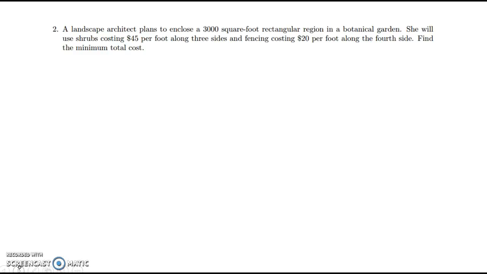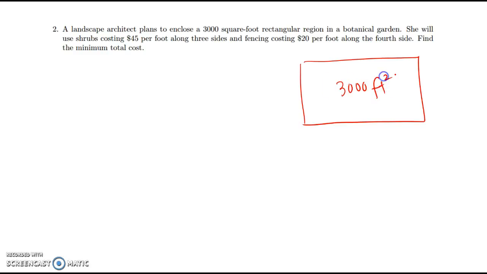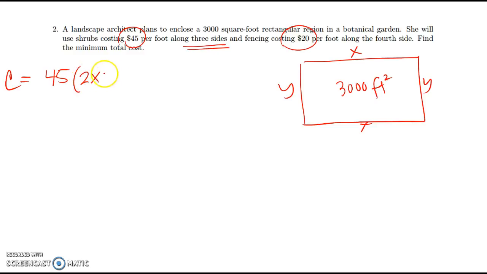Okay. It says a landscape architect plans on enclosing a 3,000 square foot rectangular area. I'm going to call this x, I'm going to call this y. She's going to use shrubs that cost $45 along 3 sides, and fencing that costs $20 along the 4th side. So let's say the cost function is $45 times the two of the x sides plus y, and then $20 for the remaining y side. And that's what we want to minimize.